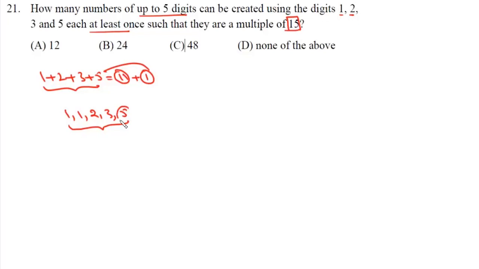That means this last digit is fixed. So we have to find all the numbers that can be formed by arranging these remaining 4 digits, which can be done in factorial 4 divided by factorial 2 ways, and that is 12, and that's your option A.